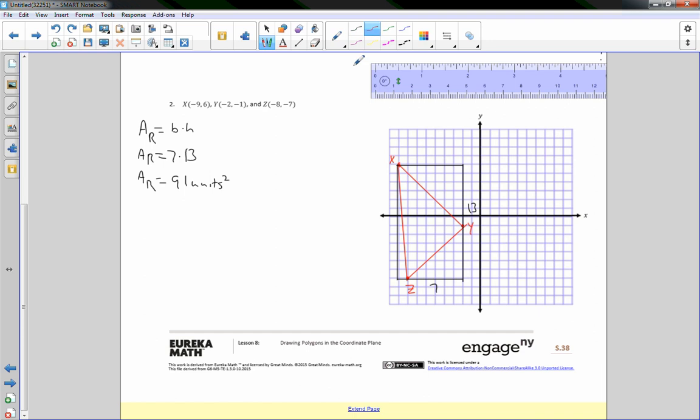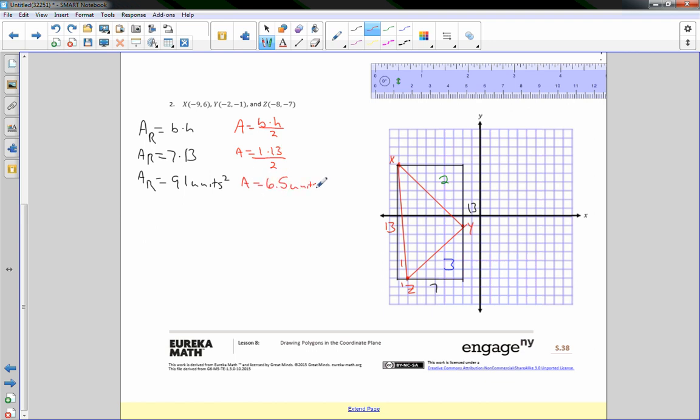Okay, so now we know the entire area. Now I have to find the area of triangle 1, triangle 2, and triangle 3, and subtract them. So triangle 1 has a base of 1 and a height of 13. So the area of a triangle is base times height divided by 2, and this base is 1, height of 13 divided by 2. So the area is 13 divided by 2, or 6.5 units squared.